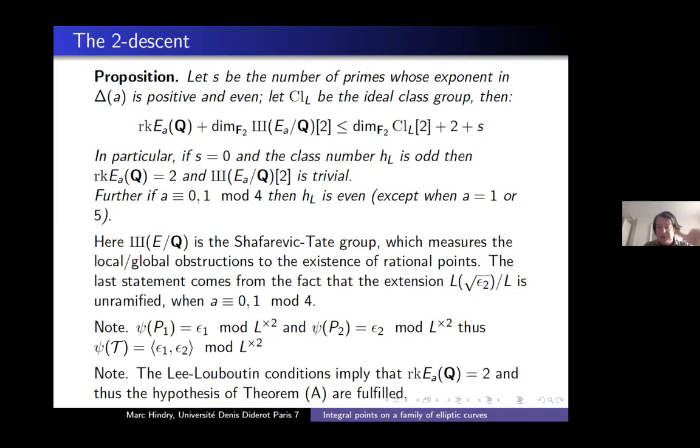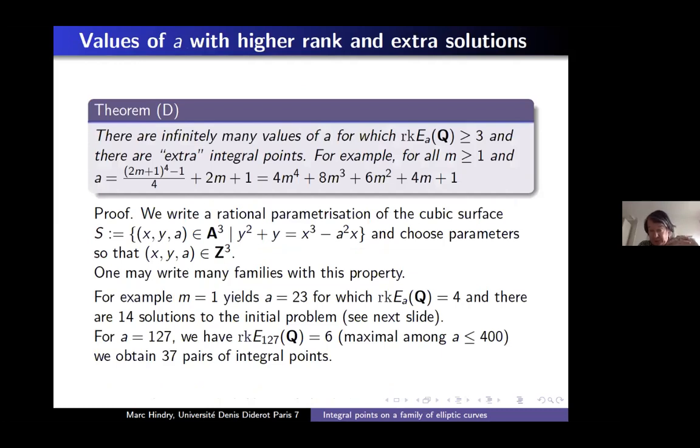The link between those cubic fields is via the two descent. Now I want to comment about the other values. What happens when the rank is not 2, and does this occur often? The thing we can prove, and it is not very difficult, is that there are infinitely many values for which the criterion does not apply. Precisely, we can write infinite parametric families for which the rank is at least 3, and there are other integral points.